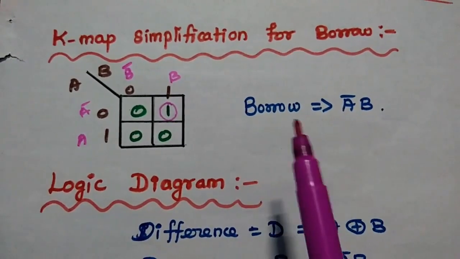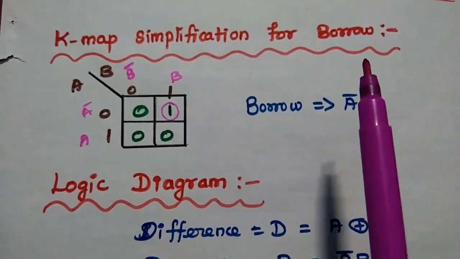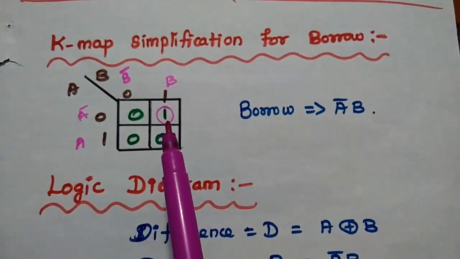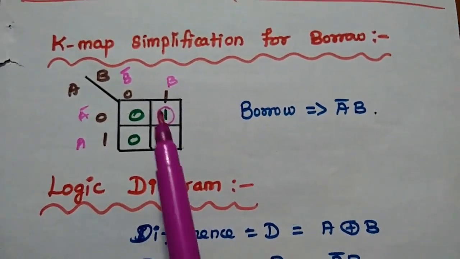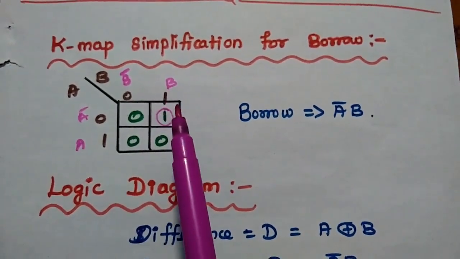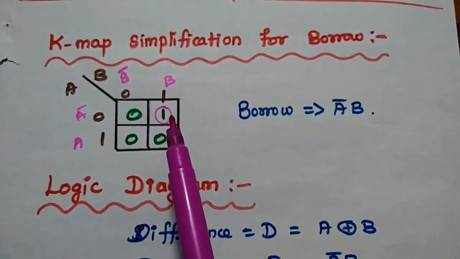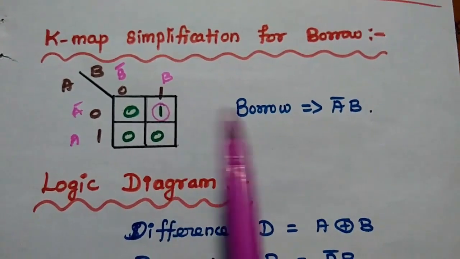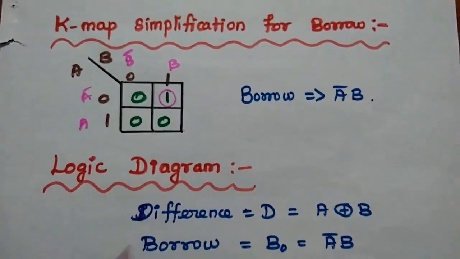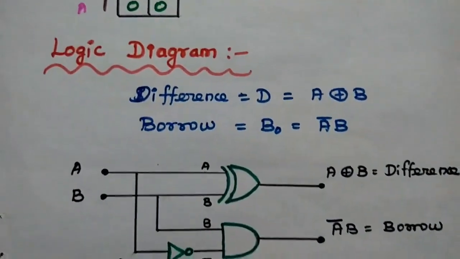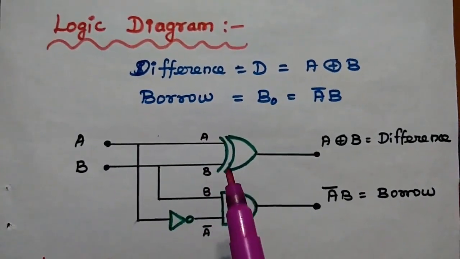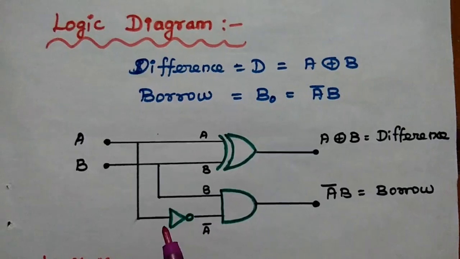Similarly, we can obtain the Boolean expression for borrow. So as we know, the borrow is generated only for the combination of 0 1. 0 minus 1, at that condition alone we are getting the borrow 1, right? So here we can write the expression as A bar B. So we have obtained both difference and borrow expressions. After that we are going to draw the logic diagram of half subtractor.